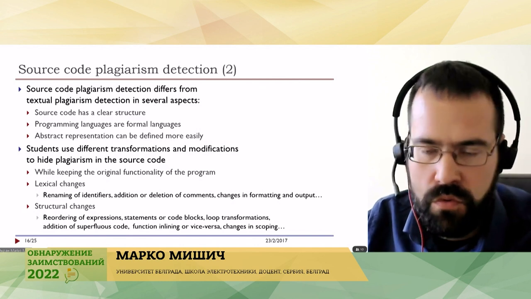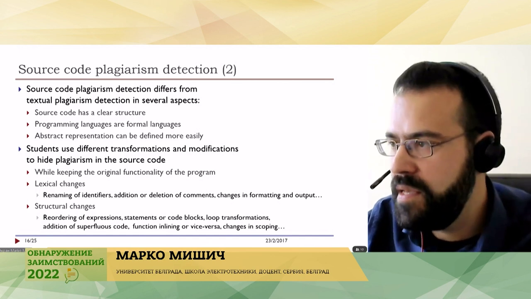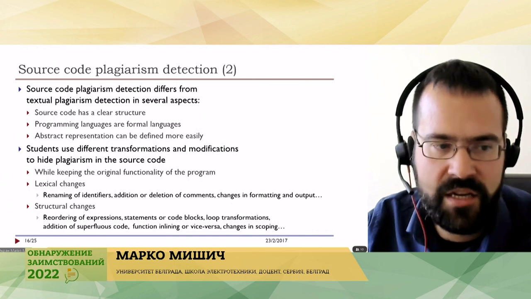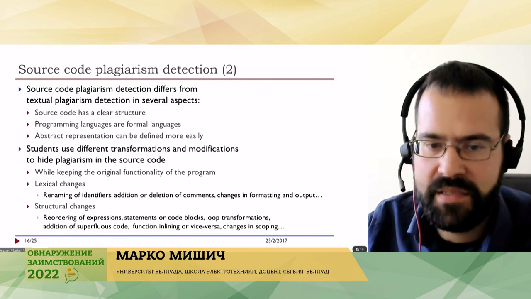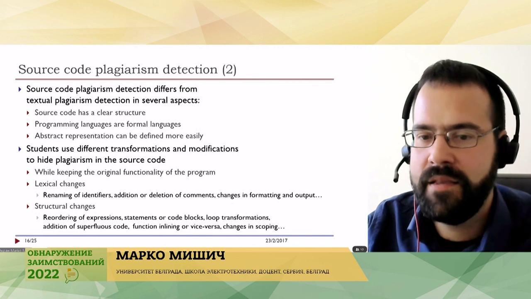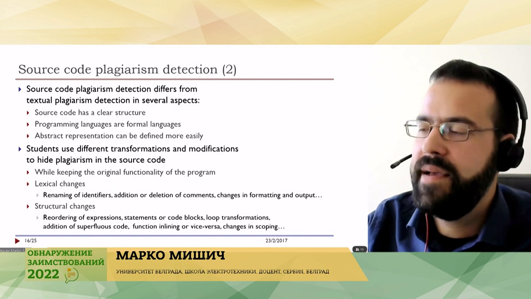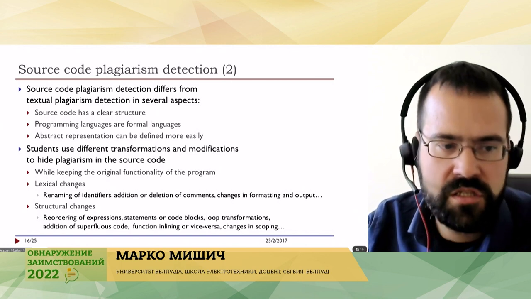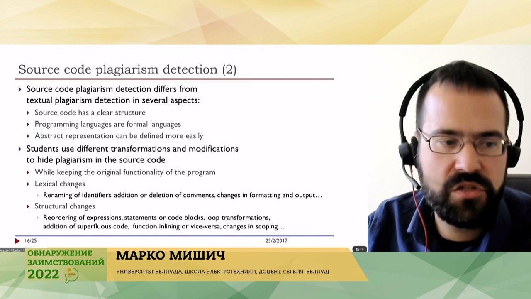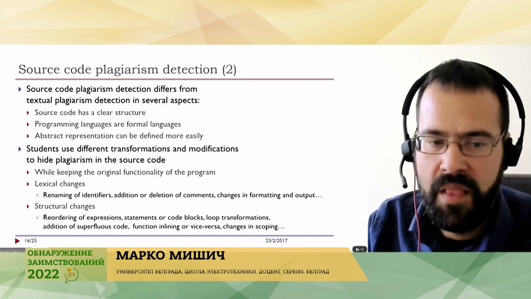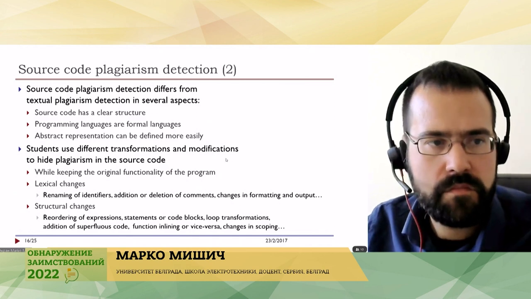They can be split into broad categories. First are the ones that we fight pretty easily with the tools. Those are lexical changes like renaming of identifiers or constants, addition or deletion of comments in code, changes in formatting and output. But more serious to detect are structural changes such as reordering of expressions, statements or code blocks, then loop transformations, addition of superfluous code, function inlining or vice versa, changes in scoping and similar.